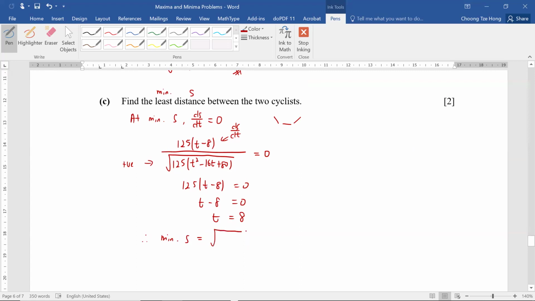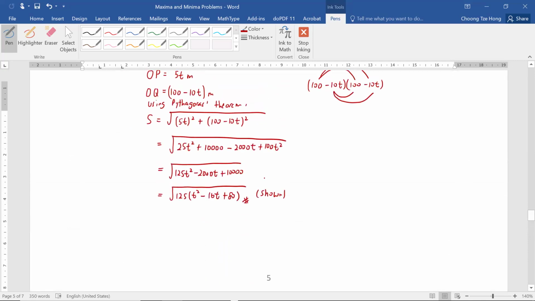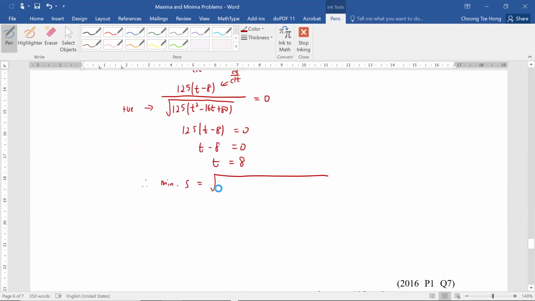Now for the minimum s, we just need to sub in t equals 8. Remember, we go back to the original s over here. So we get the square root of 125(8²) minus 16 times 8 plus 80. Then you calculate the whole thing and take the square root, and you should be able to get the answer of 44.7 meters. So this will be the answer.